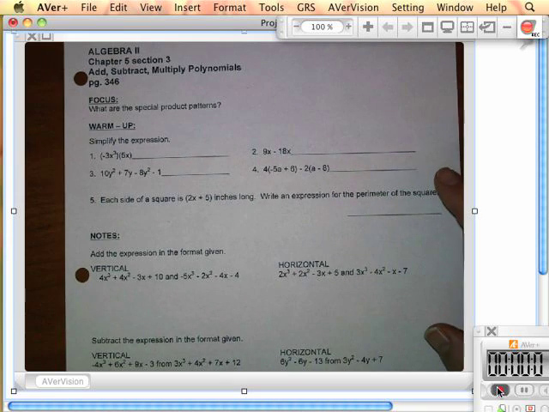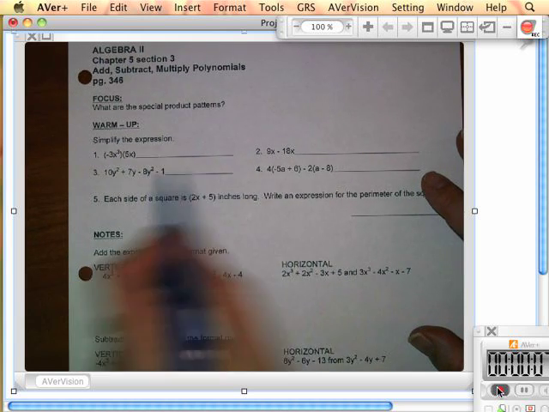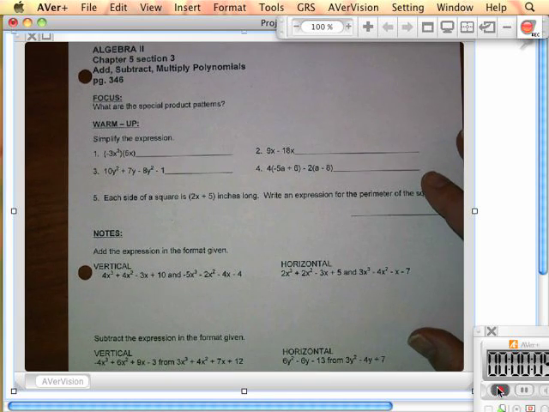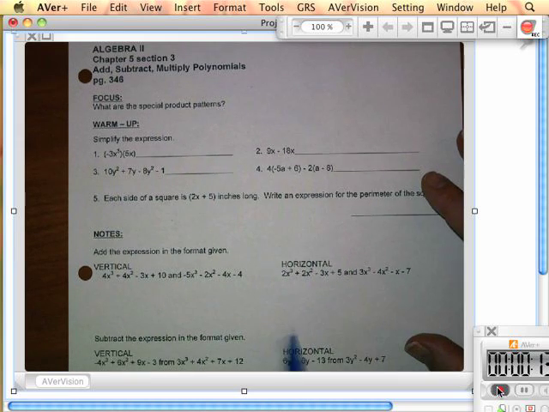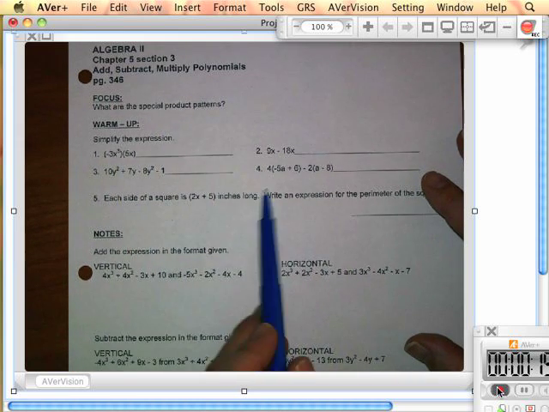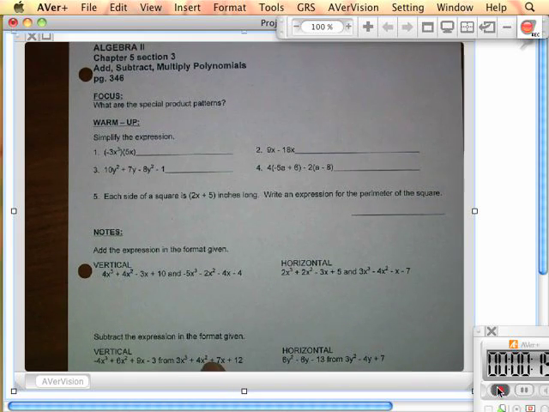Alrighty, section 5.3, add, subtract, and multiply polynomials. So first of all, try these out. See if you remember how to do that. The multiplying, this is kind of what you were doing in 5.2. This is simplifying or putting in the right order. So give it a try. And when you come back, check your answers.